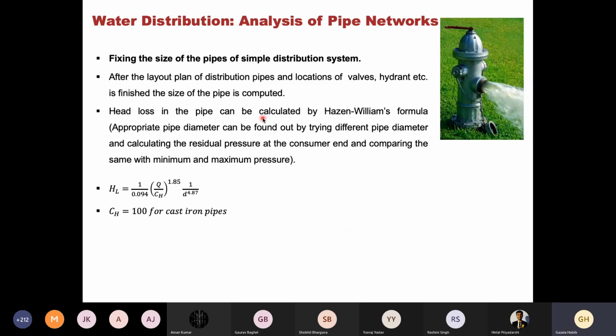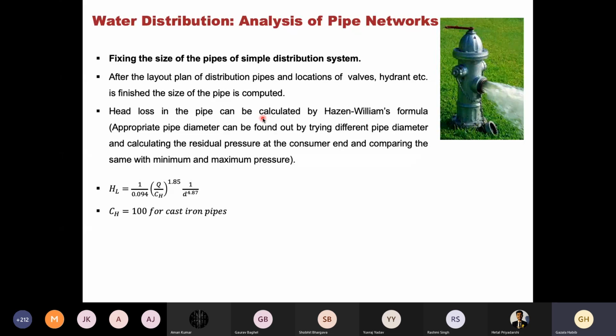Now, analysis of the pipe network. I told you that there is a possibility of head loss in the water distribution system, and we need to maintain enough pressure so that the water reaches the demand point with sufficient pressure. How to determine this head loss is what we are going to learn. Fixing the size of the pipes of a simple distribution system is the objective of this particular analysis.